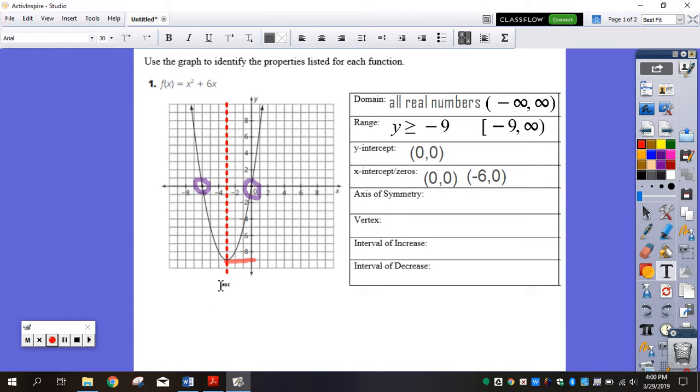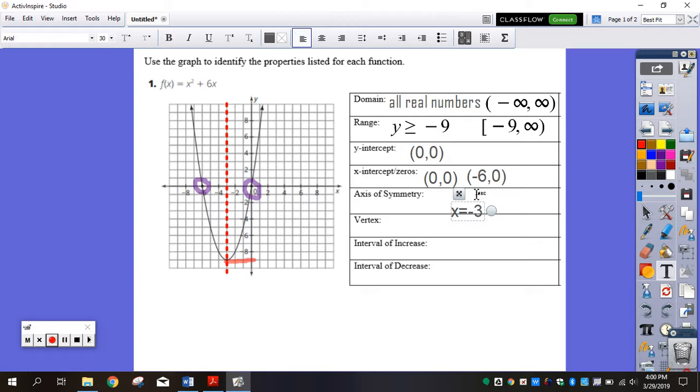However, you also have to provide it as an equation. So it's very straightforward. All you have to do is write x equals whatever the x value is, and the x value here is -3. So you would say x equals -3.